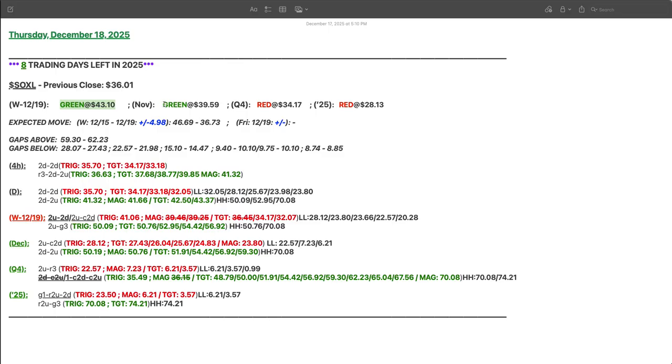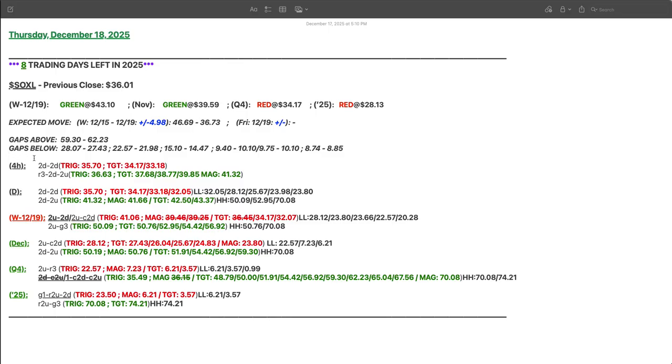The month flipped green to red today, so it flips back green at 39.59. But the quarter and the year are still green, and it would take getting to these levels to flip red. We know the market makers expected move for the week is 46.69 to 36.73. If you're not familiar with that, check out the weekend video where we dive deeper into that. And we know where the gaps above and gaps below are at all times. We just filled, not this gap, but we took the other gap off that we filled today, so it's no longer in the notes.